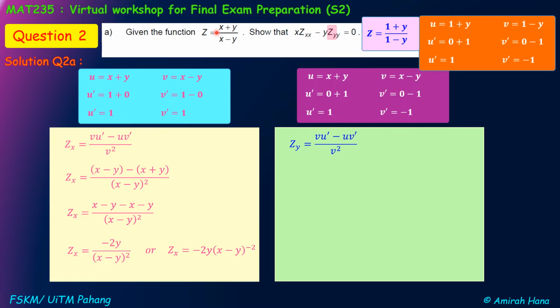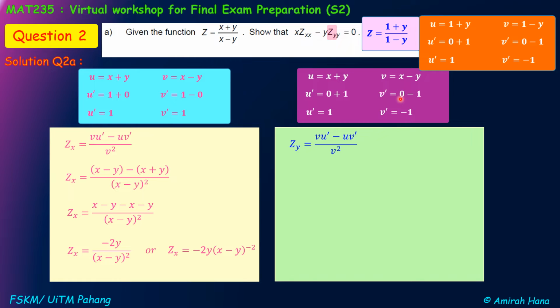So from here, our u equals x plus y and v equals x minus y. Remember, when we find zy, we treat x as a constant. Let's say constant 1. We differentiate any constant, the answer equals 0. And differentiate y with respect to y equals 1. And after we simplify, u prime equals 1. Alright, and then v equals x minus y.